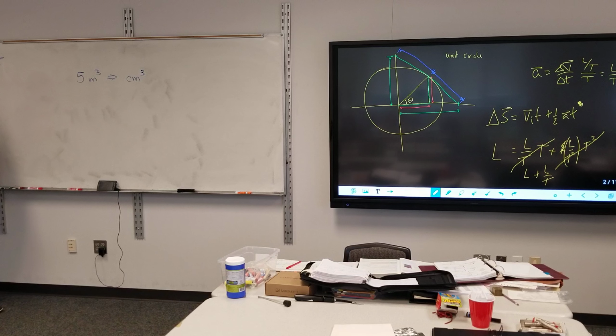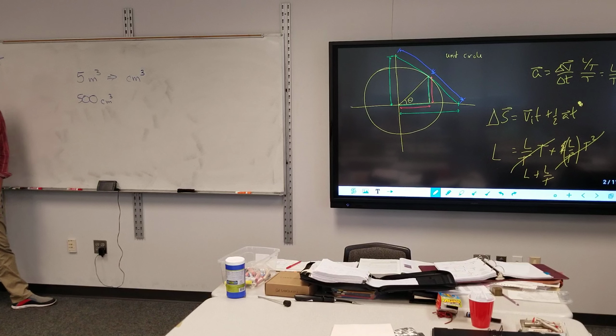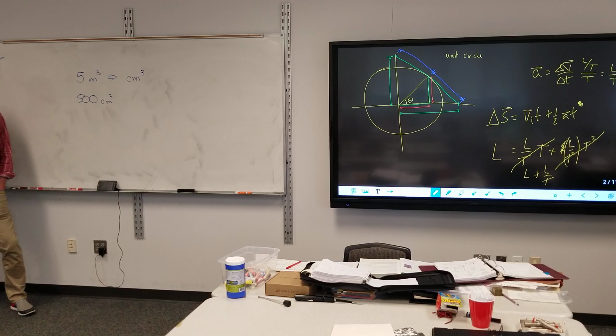Why 100? Because 100 centimeters are a meter. Okay. So you're saying that this is 500 cubic centimeters? Wouldn't you need to square the 100? Or cube the 100? Why? It is meters cubed, but why would you multiply by 100 three times? Because in every dimension, it's going to the next power.